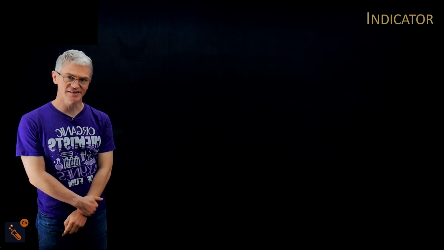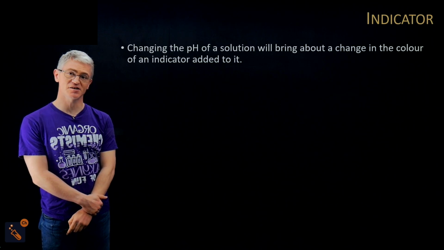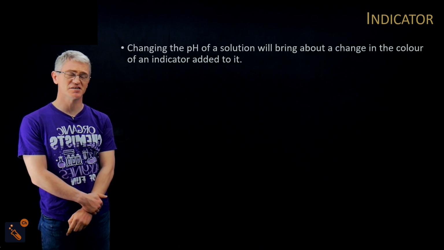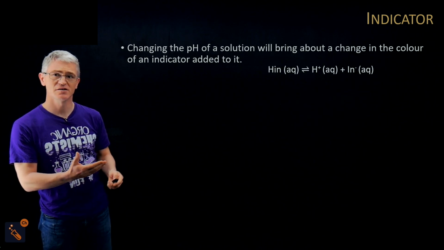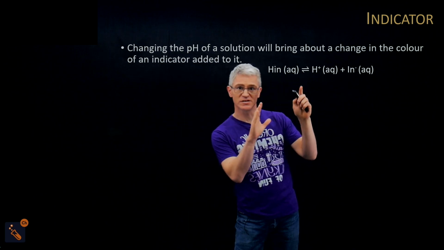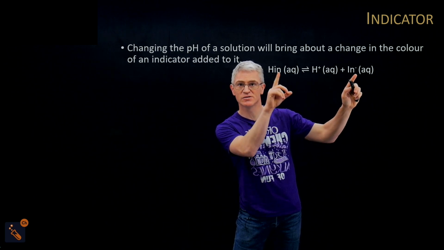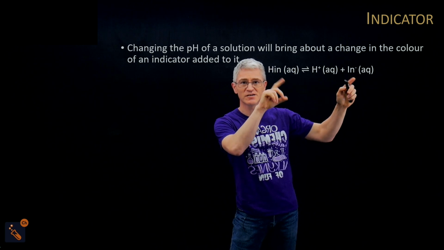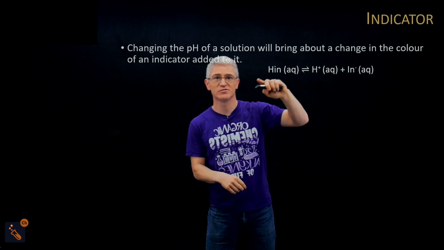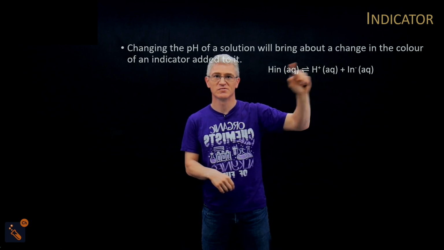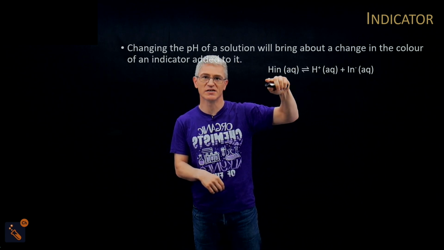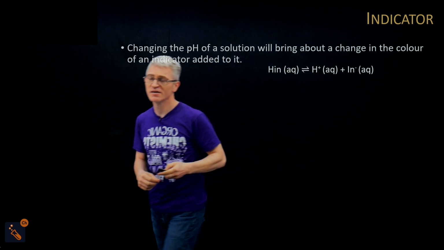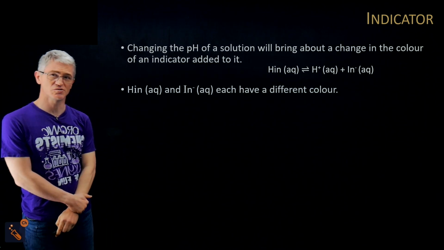So let's talk about indicators. Indicators are basically a weak acid that has its conjugate base. So let's go underneath here and you can see the conjugate base is there. That will have a different colour to the actual acid itself. Because it has a different colour, depending on which way the equilibrium goes, you will get a colour change if you've got more of that or more of that. That's all you really need to know, not much at all.